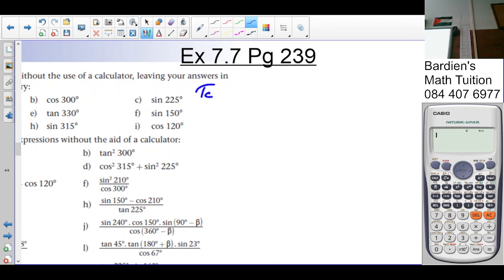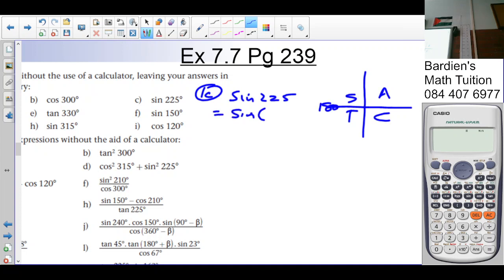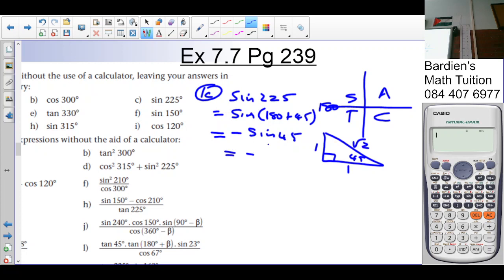Say number 1, C. You got sine of 225. 180 plus 45 is in the third quadrant, so you say sine of 180 plus 45. In the third quadrant is sine positive or negative? Negative. So it's negative sine 45. In the 45-degree triangle, there's 1, root 2, 1. So it's going to be negative 1 over root 2. Right, who asked this question? Okay, no problem, just change it in the text.